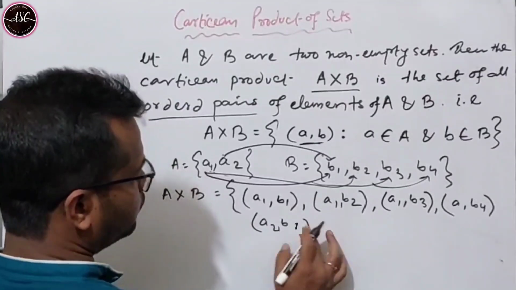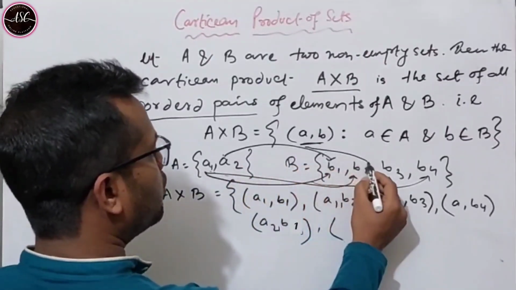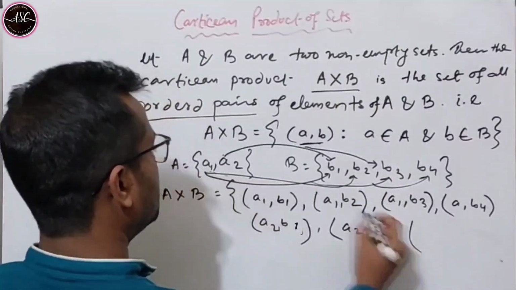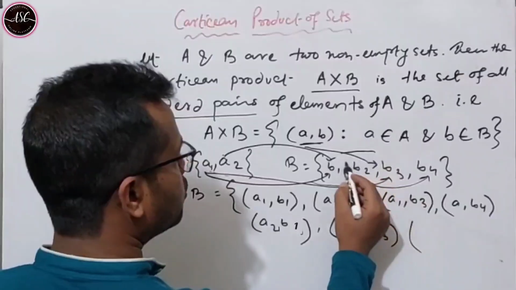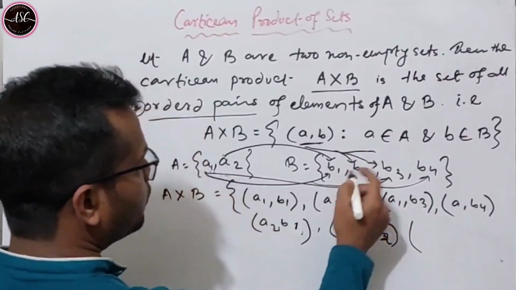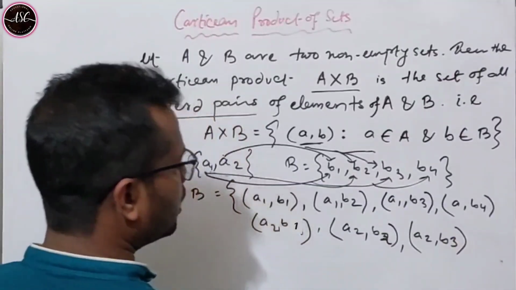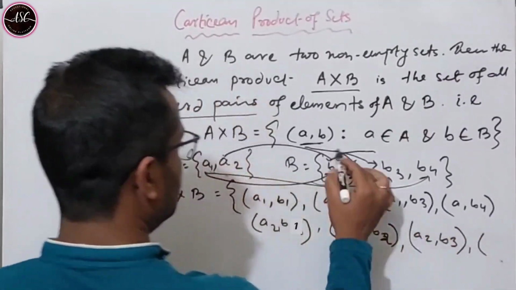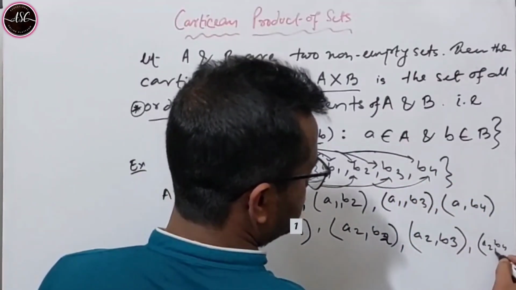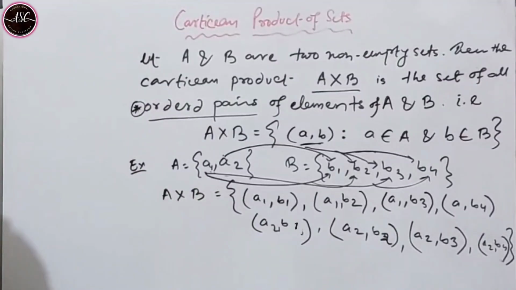Then (a2, b2). Then (a2, b3). Then (a2, b4). Then the bracket closes.